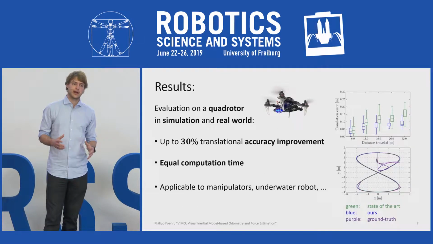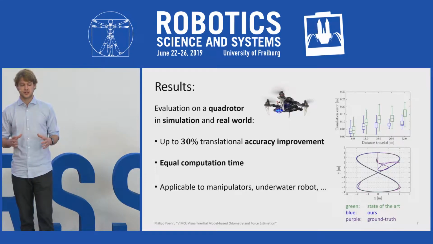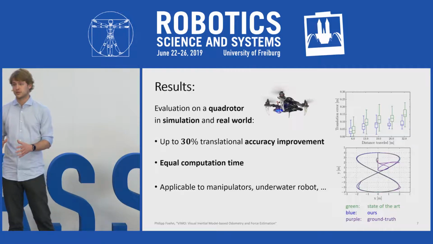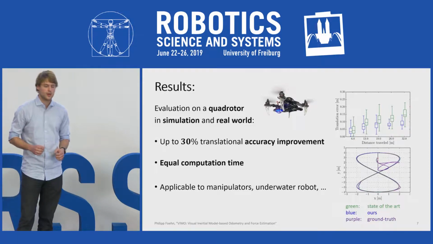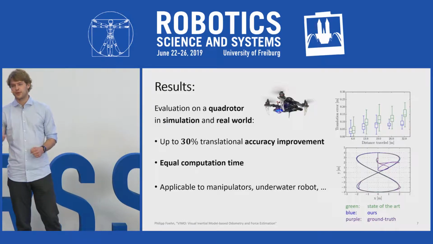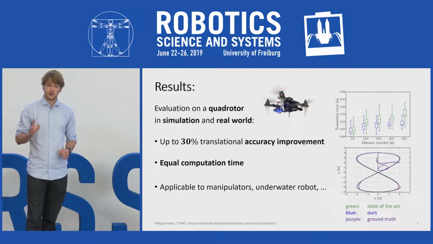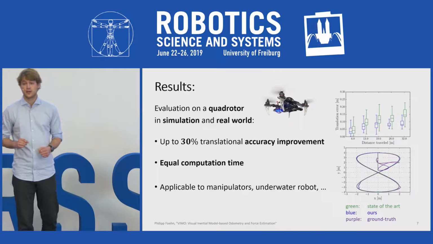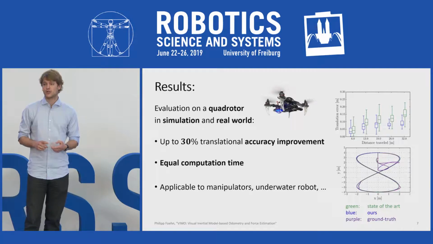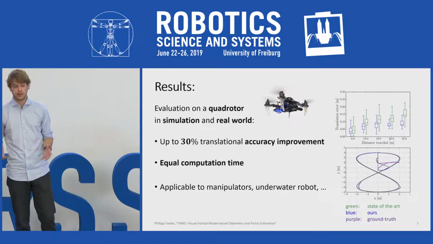Now, to verify our approach, we use a quadrotor system, and we do experiments in both simulation and real world with a motion capture system. We show that this approach can improve the localization accuracy up to 30%, and this comes at no additional computation time. Moreover, we could also apply this approach on other robots, like probably underwater, space robots, or even manipulators.